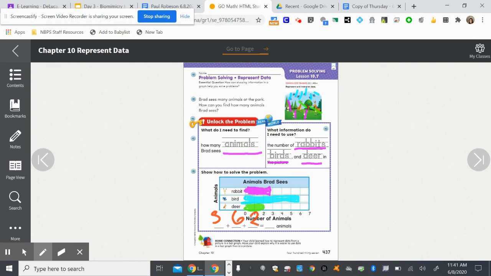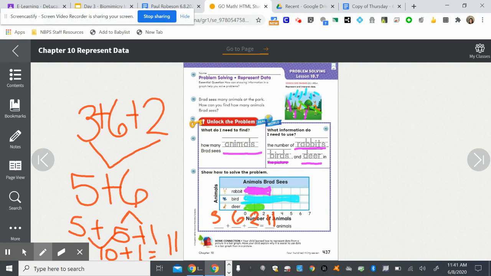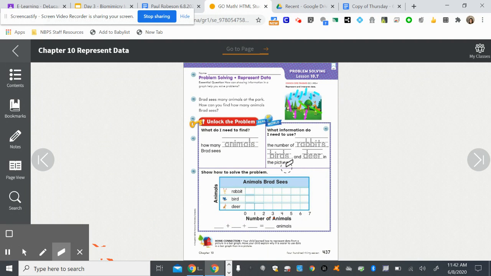So let's see, you can do this any way that you want. I'm going to write it over here because it's a little bit easier. I think I'm going to do this. 3 plus 2 I know is 5, plus 6. Now I know 5 plus 5 is 10, plus 1 equals 11. So there are 11 animals. You can also count the animals in the pictures. Let's look at another problem.